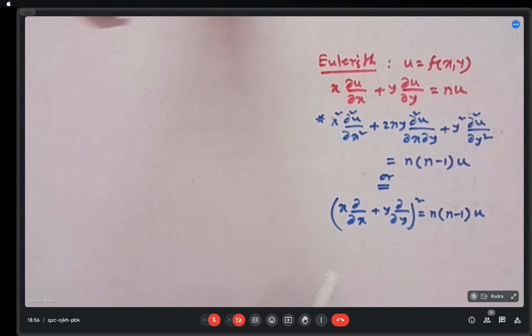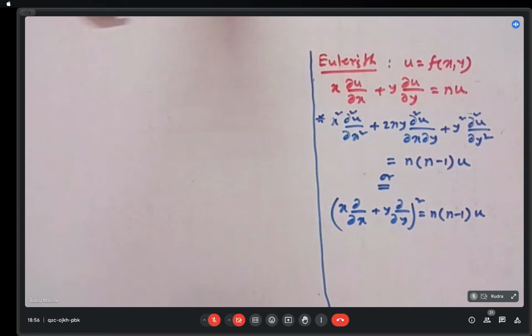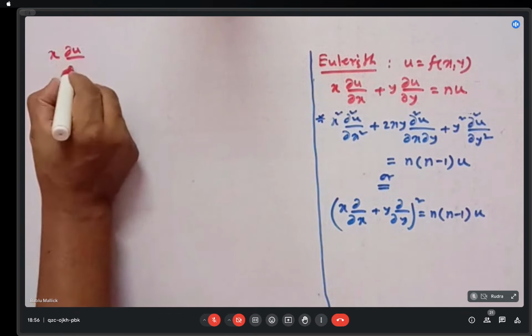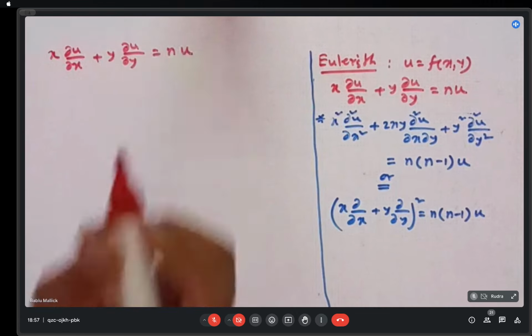We shall show this. Solution, write. Since u is homogeneous function of x and y of degree n, therefore by Euler's theorem we have x into del u del x plus y into del u del y is equal to n into u.